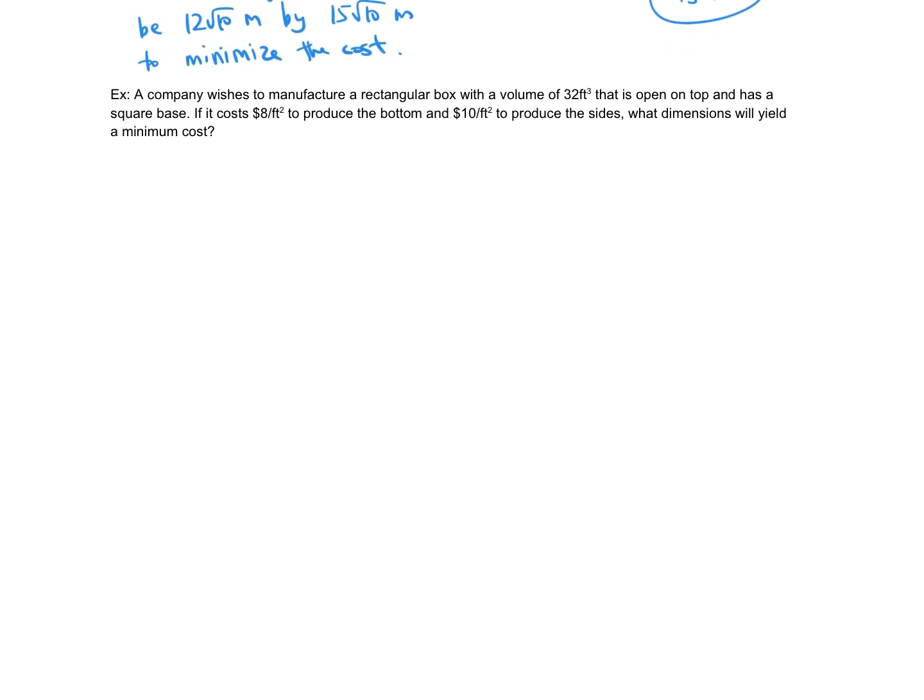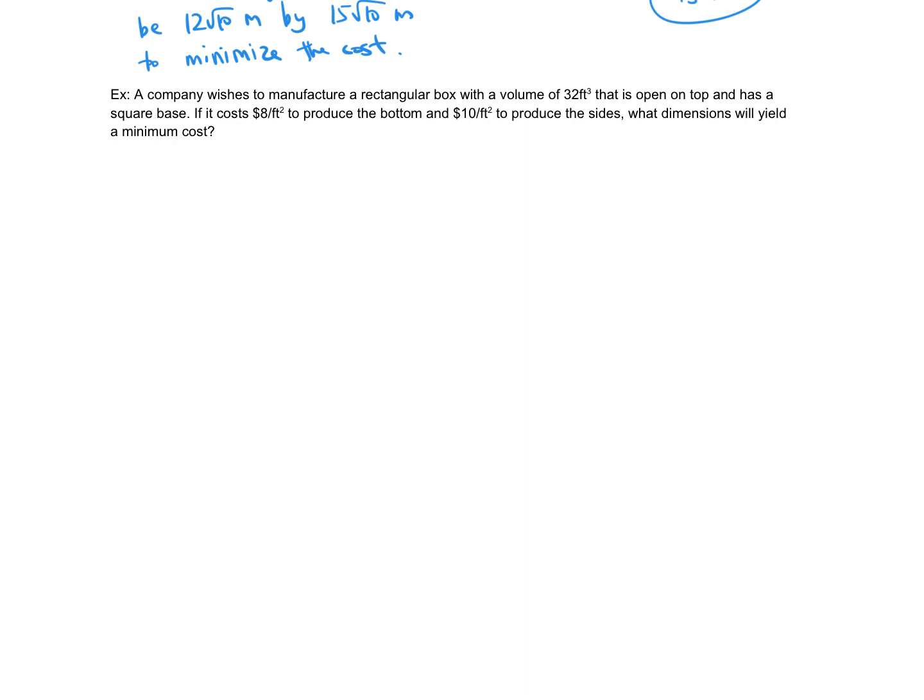All right, next example. A company wishes to manufacture a rectangular box with a volume of 32 feet cubed that is open on top and has a square base. If it costs $8 per feet squared to produce the bottom and $10 per feet squared to produce the sides, what dimensions will yield a minimum cost?